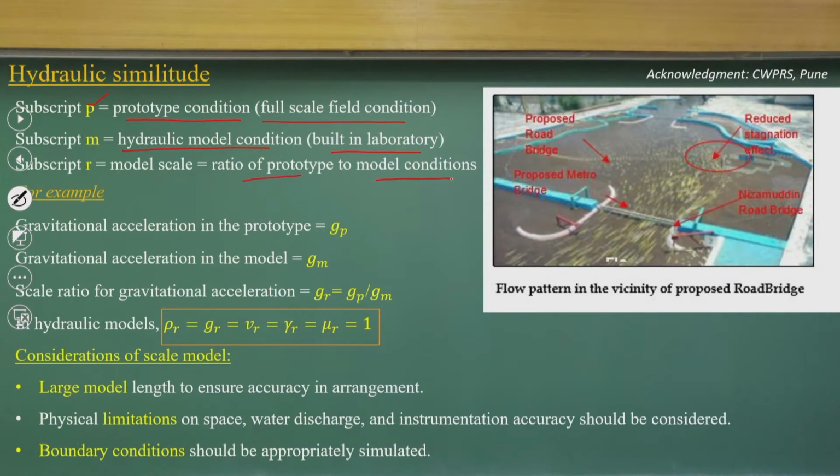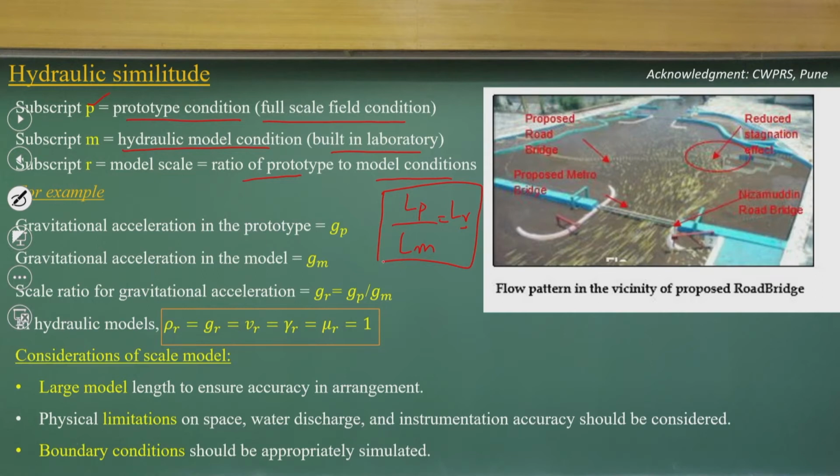That means, for any parameter like length, the length of the prototype divided by the length of the model will give us the length ratio. So, we define the scale by the length of the prototype divided by the length of the model.